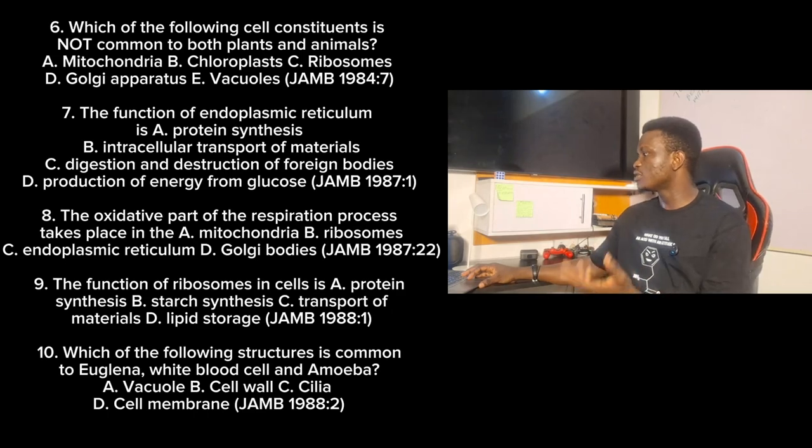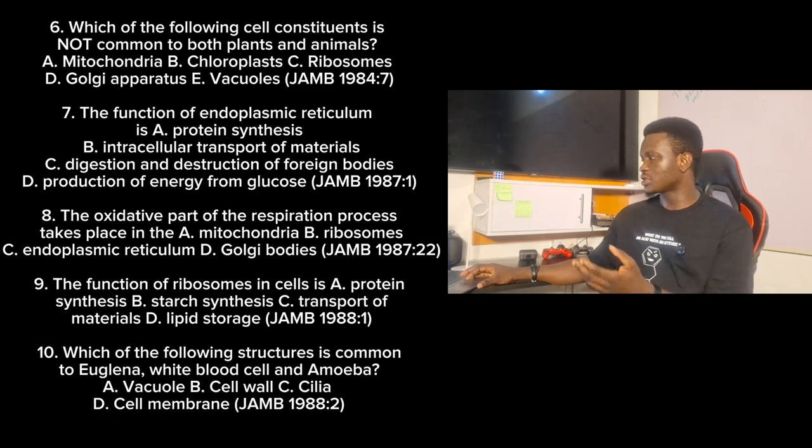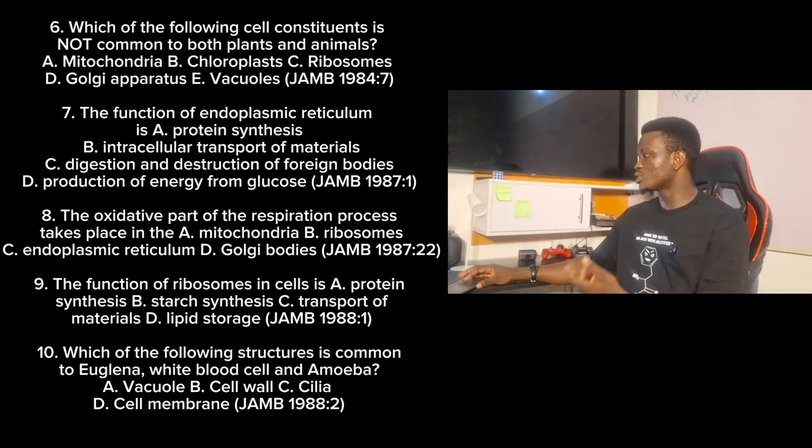Amoeba, euglena, white blood cells. Fine, they are all cells. They are all unicellular, and most of these cells we are talking about, they are animal cells. So which means that what is common to all of them is going to be something common to all animal cells. But if you look at it, cell membrane is present. So that's option D.